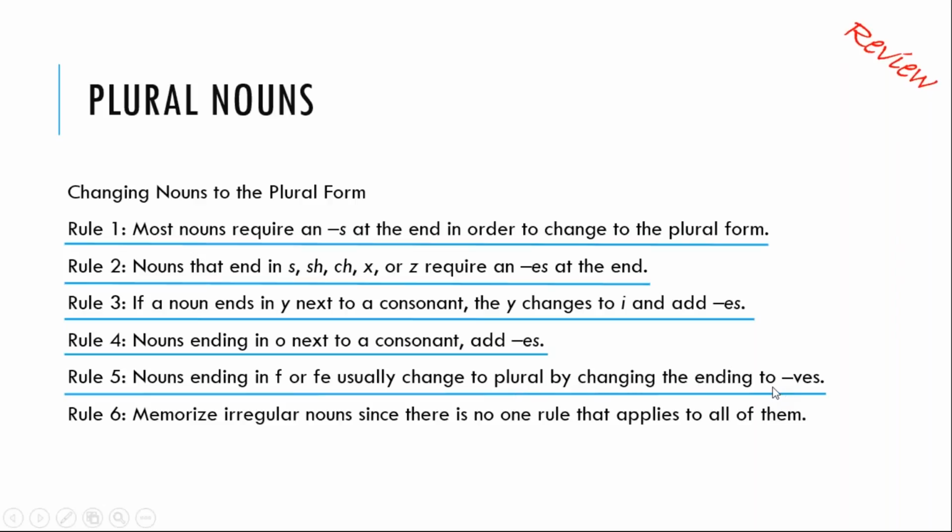Rule number 5, nouns ending in F or FE usually change to plural by changing the ending to VES. You got to get rid of the F or FE. You delete the F or FE and you add VES. And there are some irregular nouns that you have to learn, you have to memorize, because there's no specific rule that helps you understand them, okay? So those were the 6 rules from last week that we went over. Very important to know them.